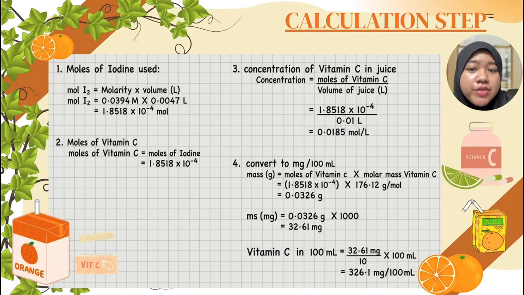Next, the concentration of the vitamin C in the juice was determined by dividing the moles of vitamin C by the volume of juice used, which is 10 ml or 0.01 liters. This gave a concentration of 0.018 mol per liter. Finally, to find the amount in 100 ml, we scale it up. Vitamin C in 100 ml is equal to 32.61 divided by 10 times 100. So, the final answer is 326.1 mg per 100 ml. Therefore, the juice sample contained 326.1 milligrams of vitamin C in every 100 ml.